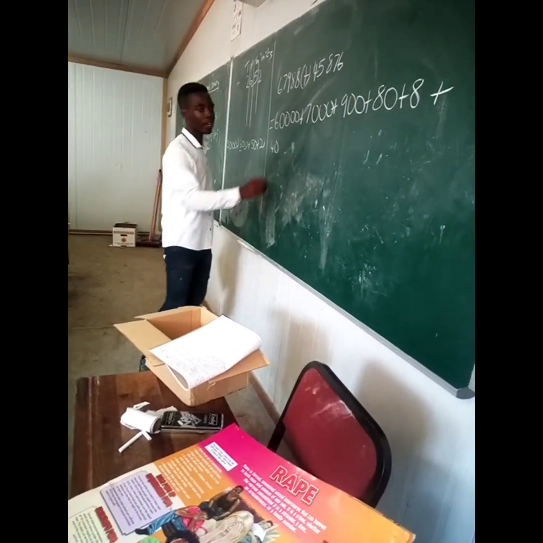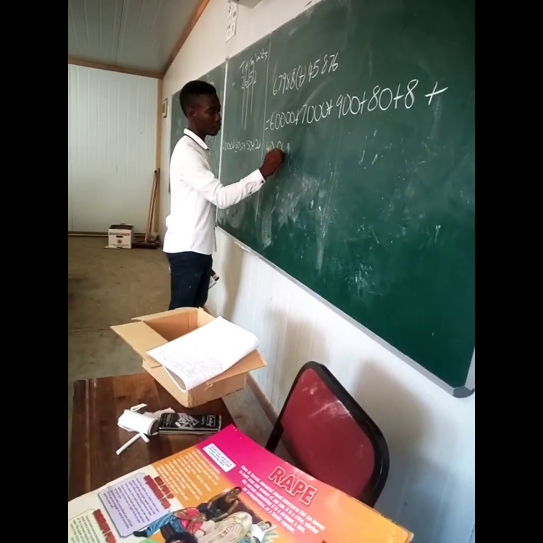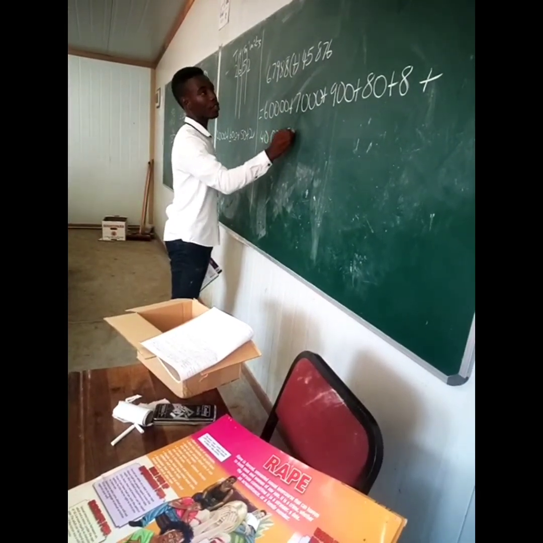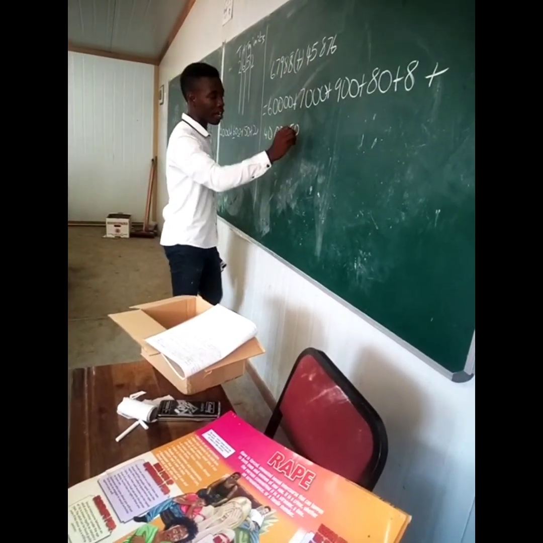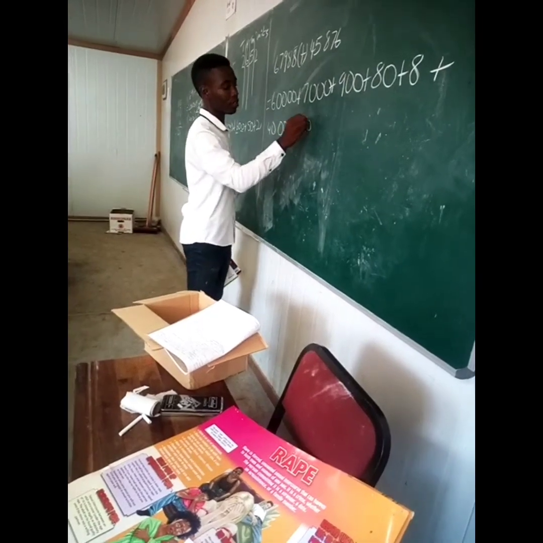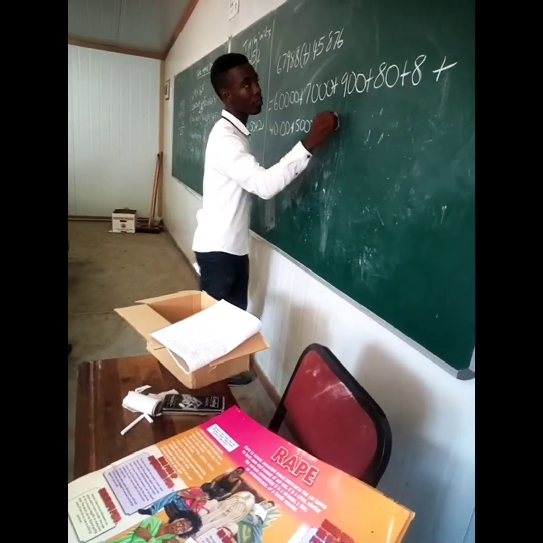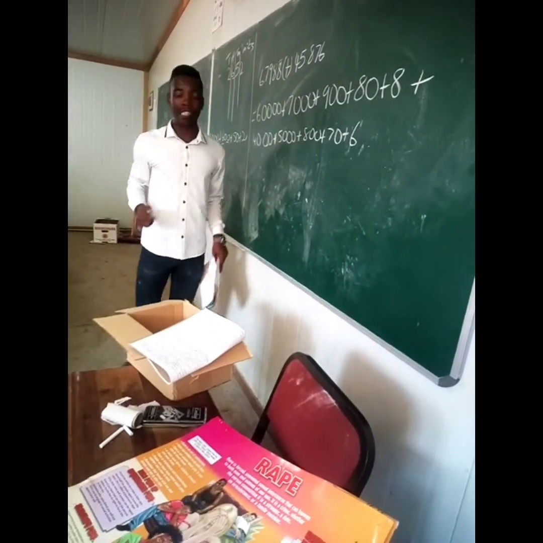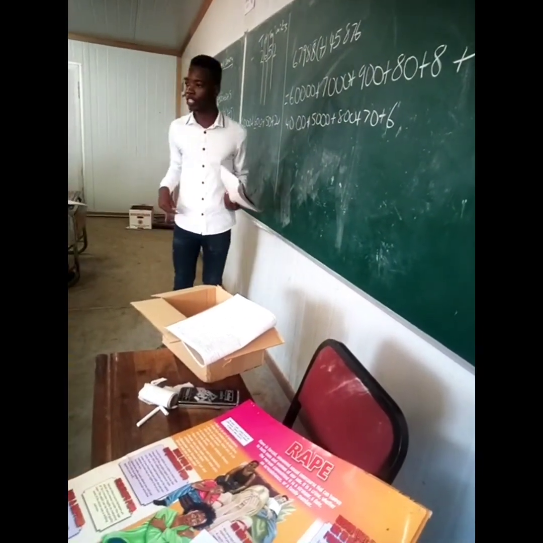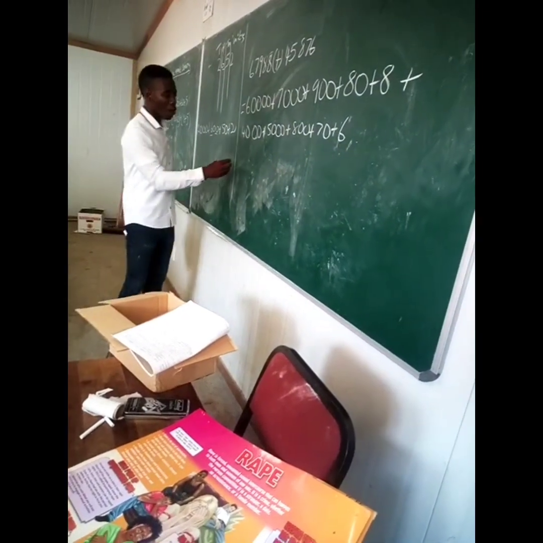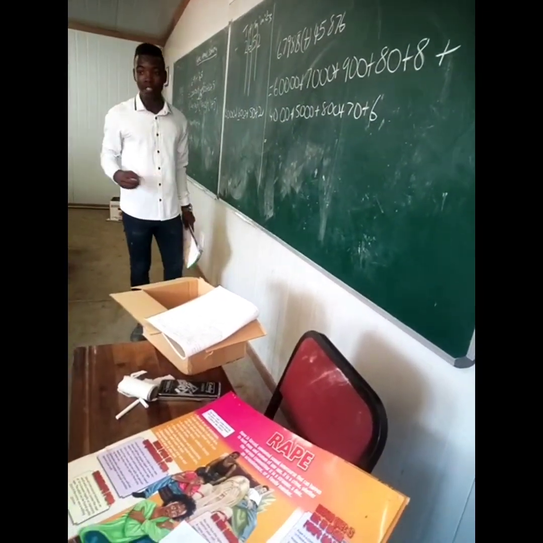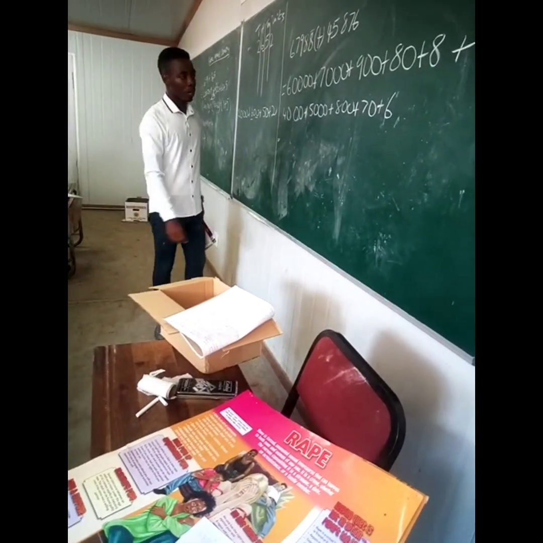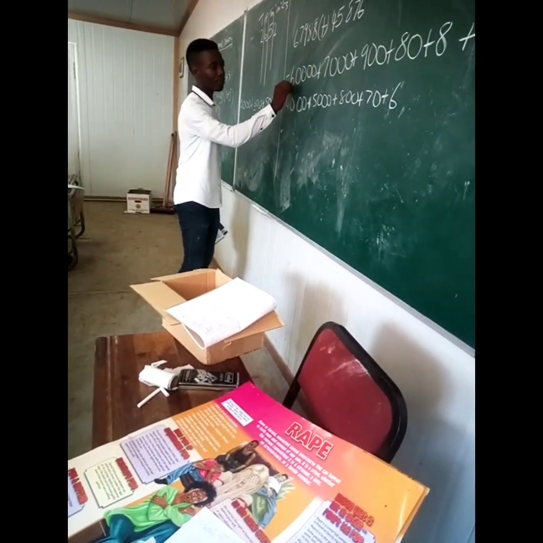So now, it is 40,000 plus 5,000, right? Plus 800 plus 70 plus 6. Remember, this is breaking down, or expanded notation, right? Now, what do we do? We group them, right? So this is step number 2. At first, we group what and what?